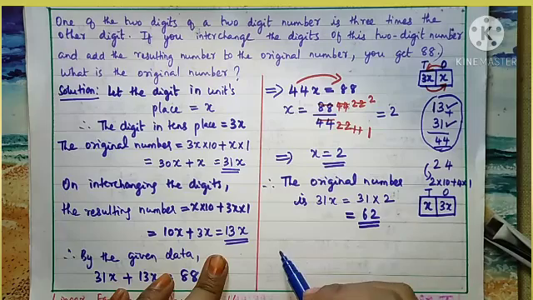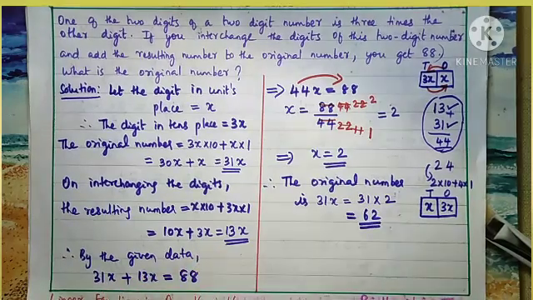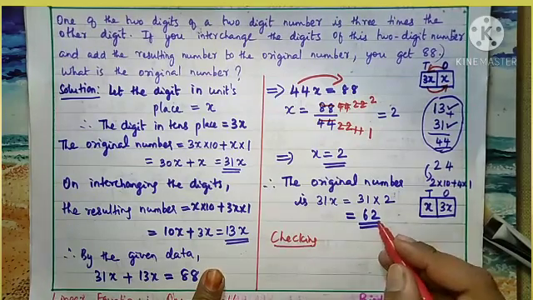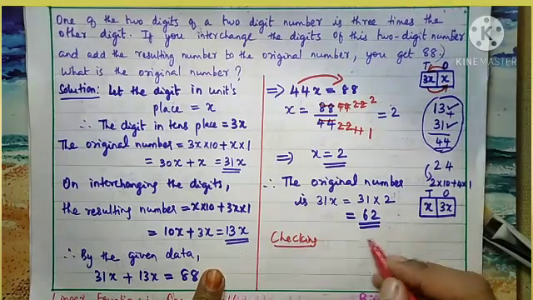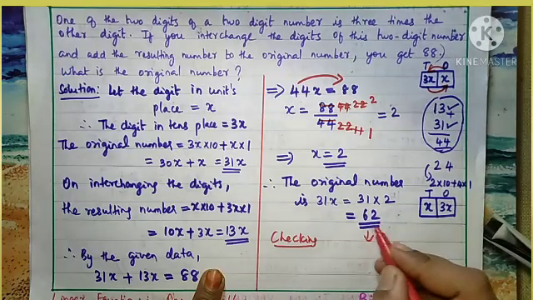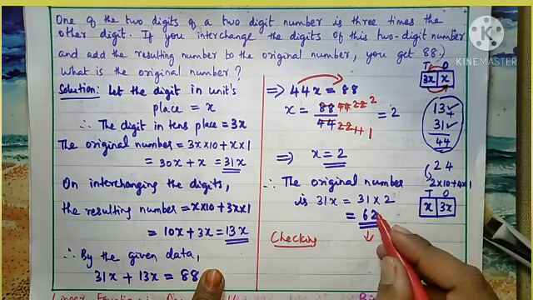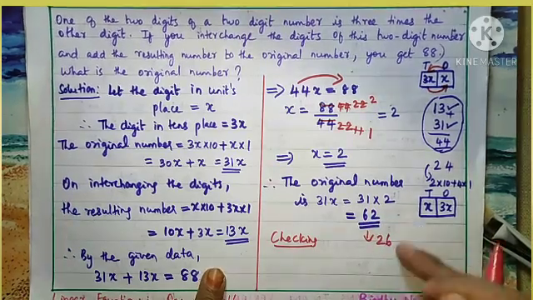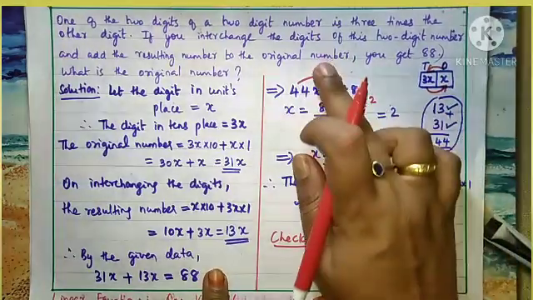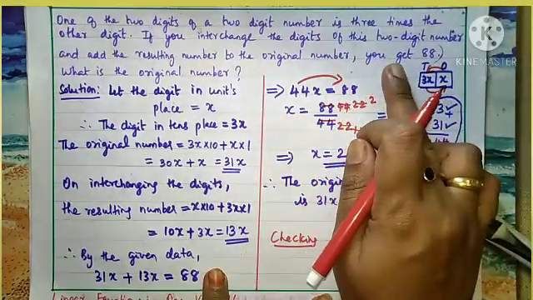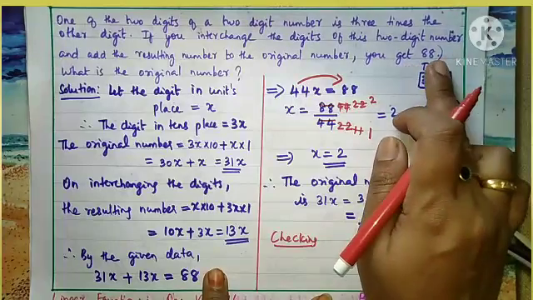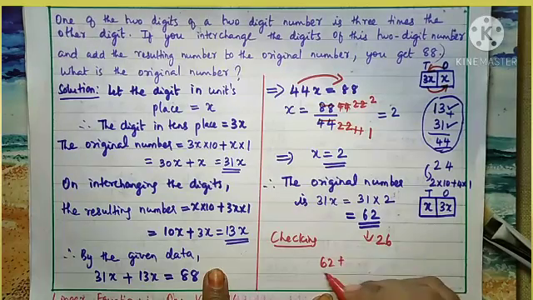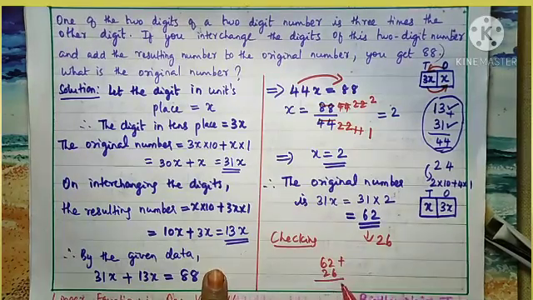Okay, so you see here children, if you are verifying this answer, checking: 62 we got as the original number. What happens when we interchange these digits? 2 will come here, 6 will go there. So it becomes 26 when we interchange the digits. As per our question, after interchanging, when you add you will get 88 as the answer. So 62 plus 26. What is the answer? 88.